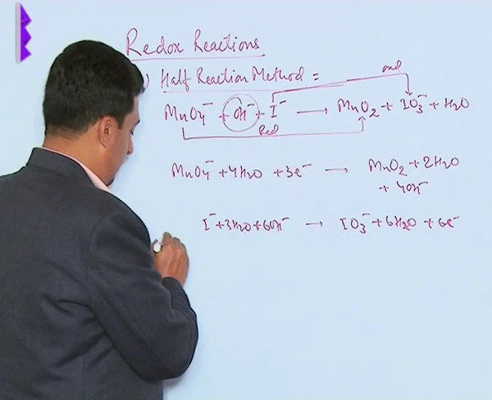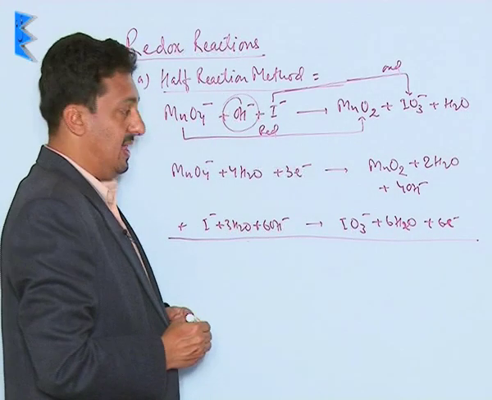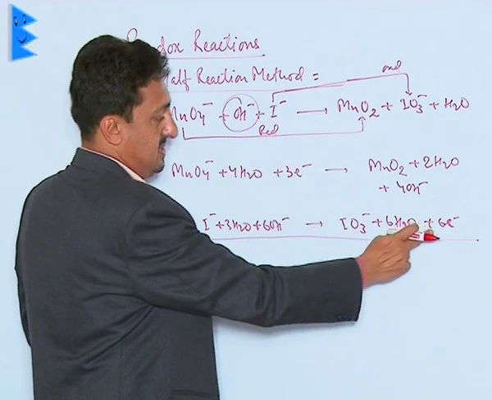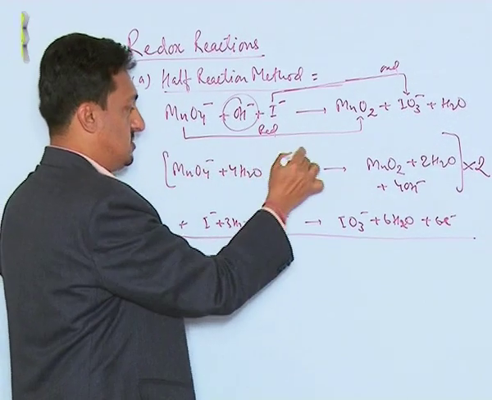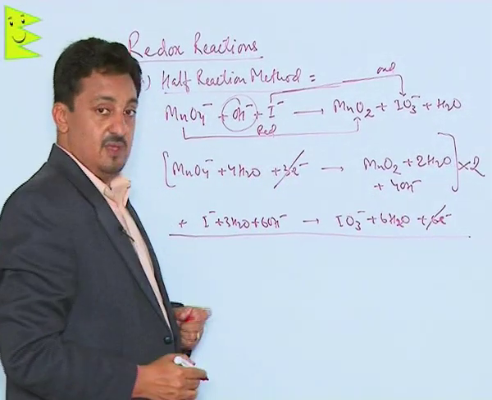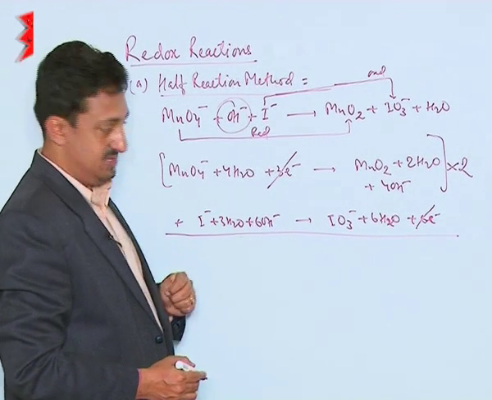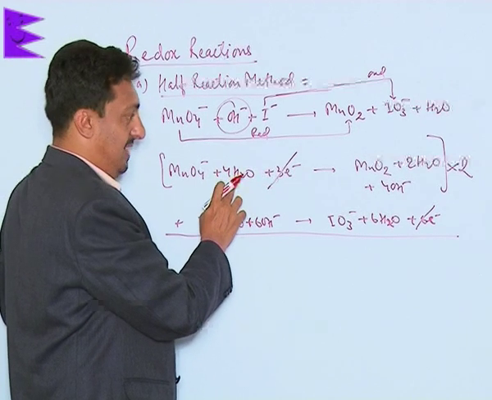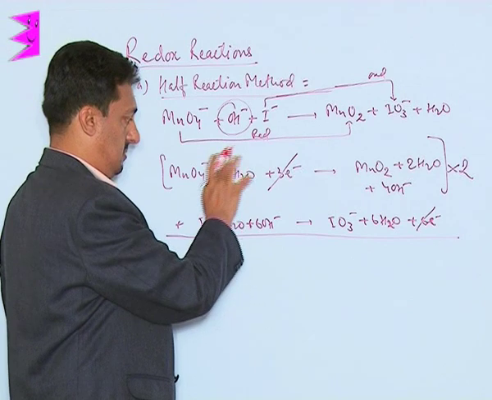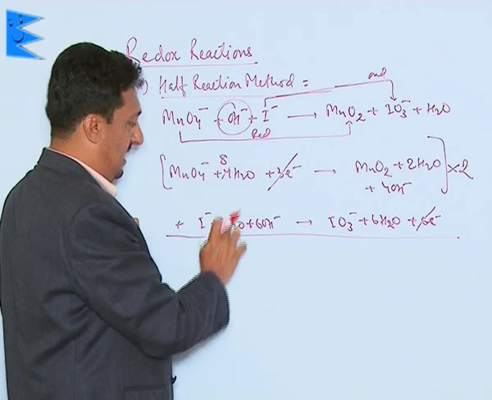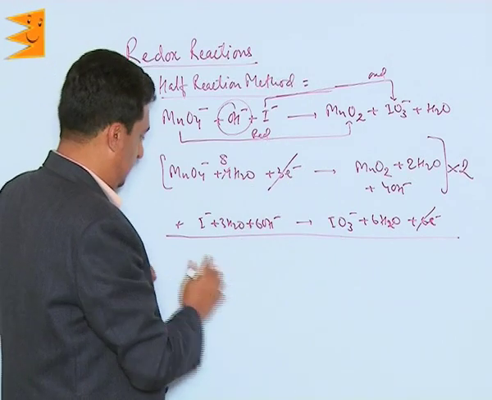Now we have to add the 2 half reactions. How can we add? There are 3 electrons on this side, 6 on this side. So we can simply multiply this first half by 2, so that the electrons get balanced. Please also remember we have to balance the water molecules and hydroxyl ions. Here, when we multiply this by 2, it will become 8. And 3 are added here, so the total will be 11. So first write down the reaction.